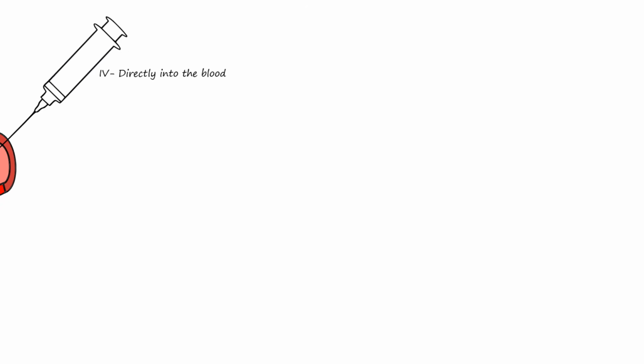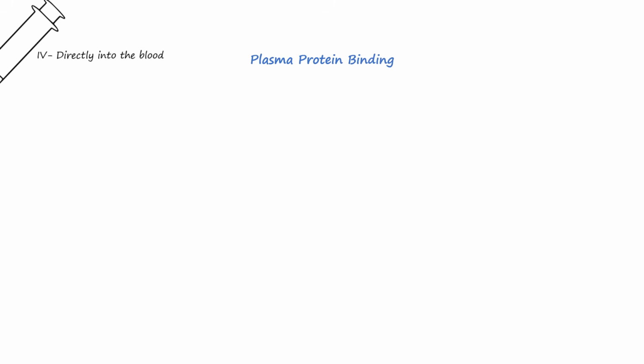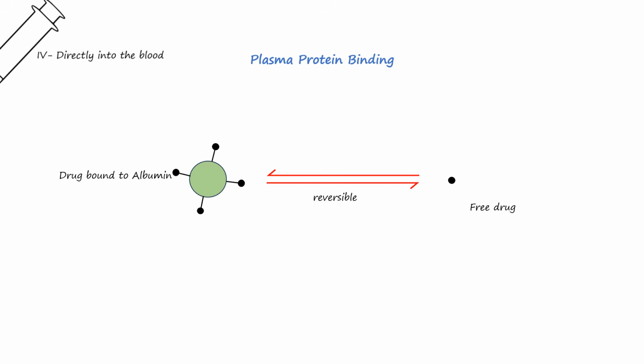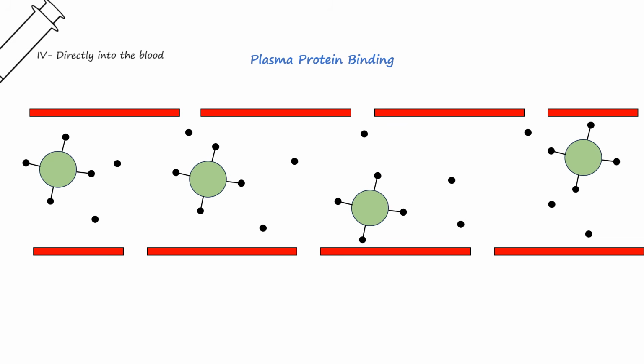In the bloodstream or plasma, the drug can exist in two forms. It can either be free or bound to the plasma proteins like albumin. This binding is reversible, meaning that the drug can switch between being bound and unbound. Only the free form of the drug can cross cell membranes to reach tissues. The bound form, on the other hand, stays in the plasma.